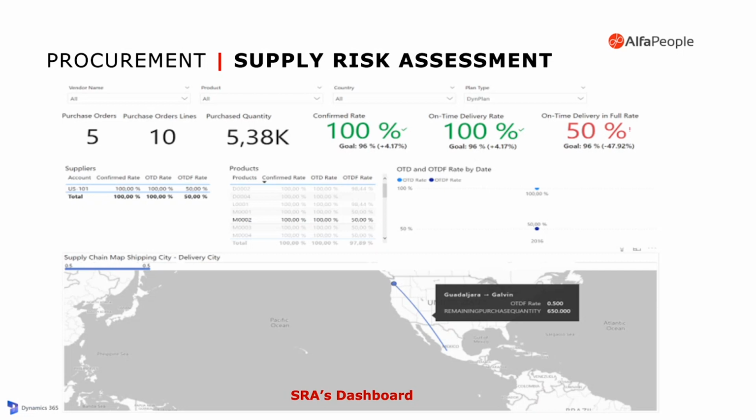Here, we can see the on-time delivery rates for a given supplier, the purchase orders created to date, the products ordered, as well as the quantities purchased so far. So for this supplier, you can see there is still an expected purchasing quantity of 650,000, but the delivery in full rate is only 50%. So this is when you could look for a better rated supplier, ensuring the on-time delivery of your supplies.